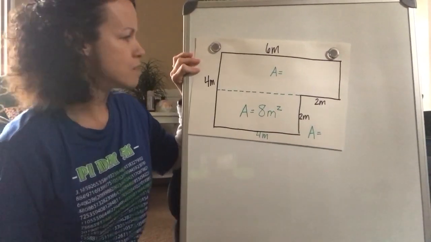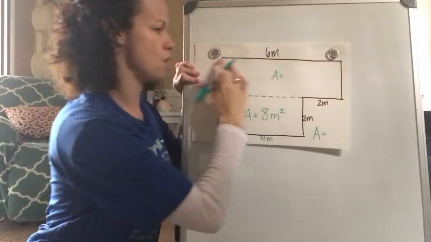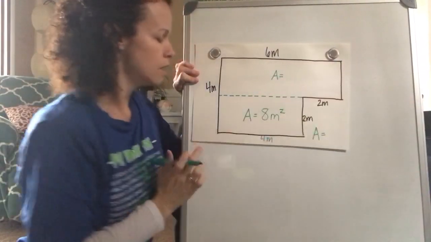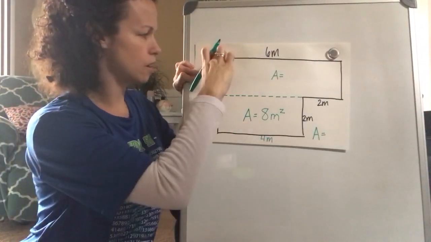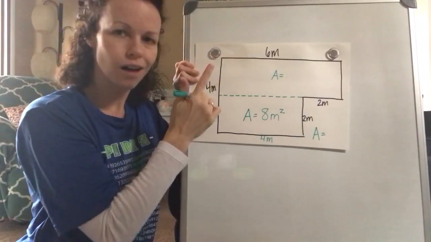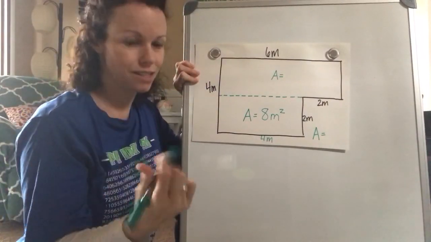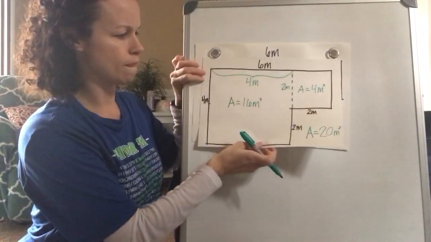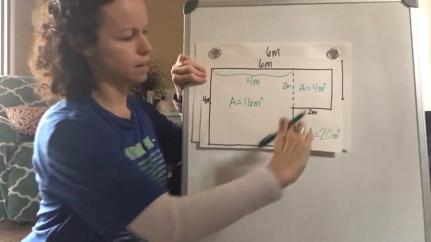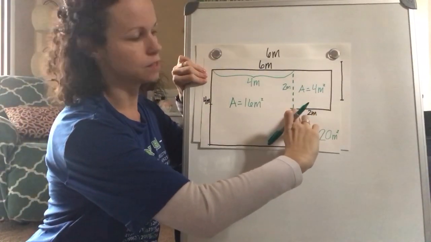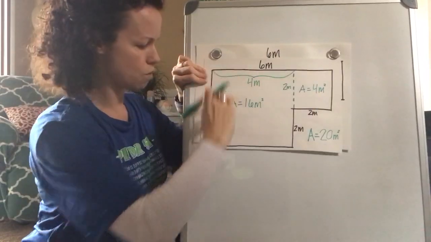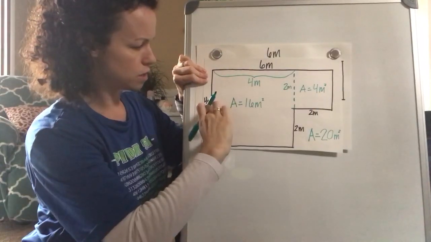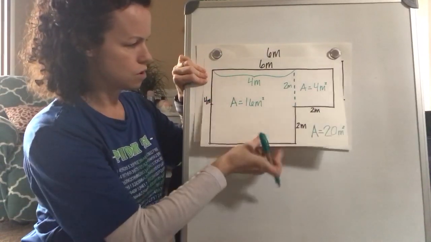Okay, now what about our top rectangle there? Well, we got our 6 going all the way across, and now I have to figure out what this part is. But if you remember, when we just did the last one, we said if this was 2 meters, then this was 2 meters because the whole thing was 4 here, because we did 4 minus 2.